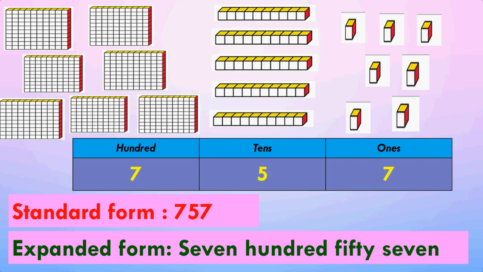So, that's Rohan for you. And superb, Rohan, thank you. So, the third example is 557. And the standard form, it's the numbers 557, and the expanded form is 500 plus 50 plus 7. Super.